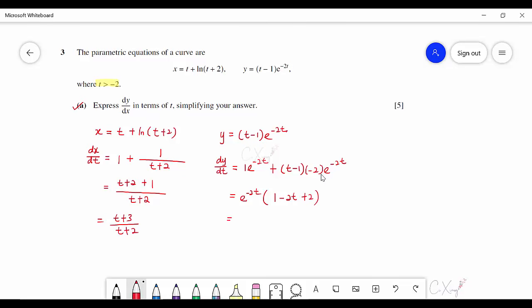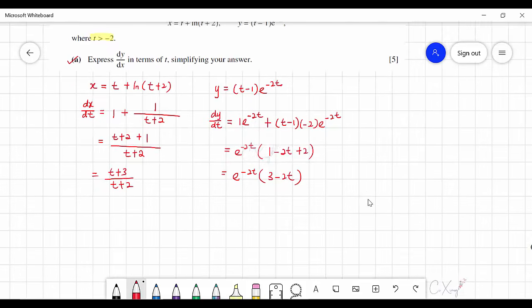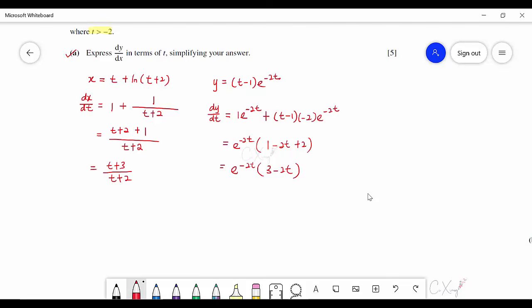And I end up with e negative 2t, then 3 minus 2t. Okay, so this is my dy dt. To get the dy dx, I need to apply the chain rule now. So I will write out the dy dx here. dy dx is actually dy over dt multiplied by dt over dx.